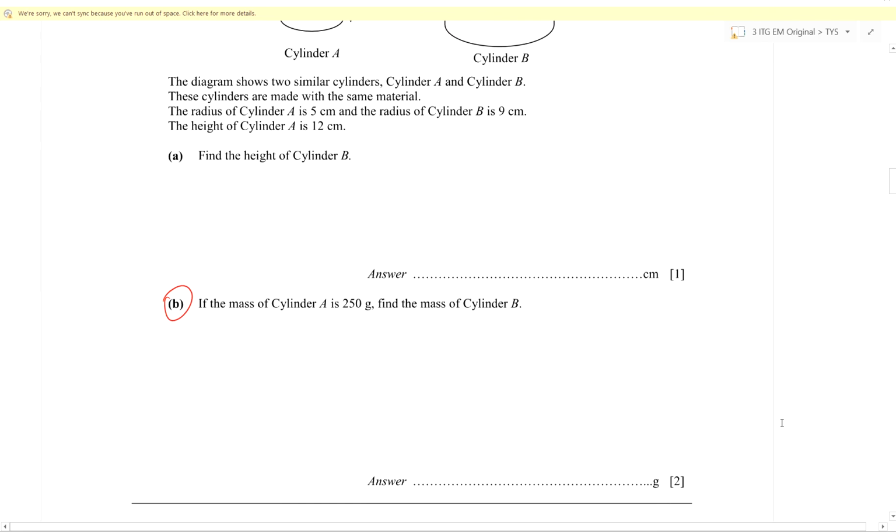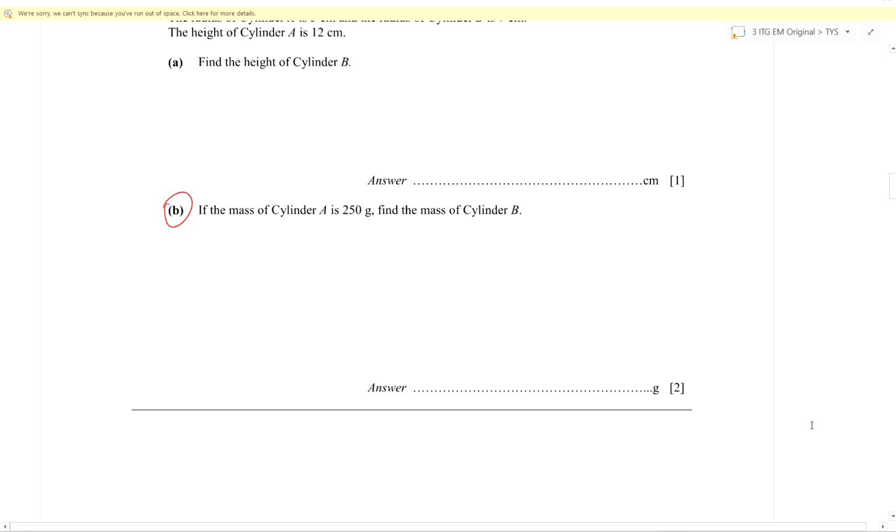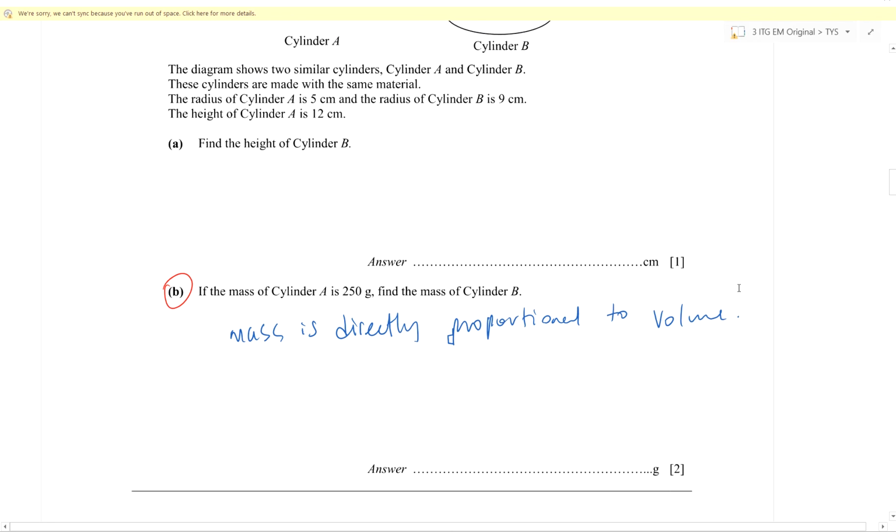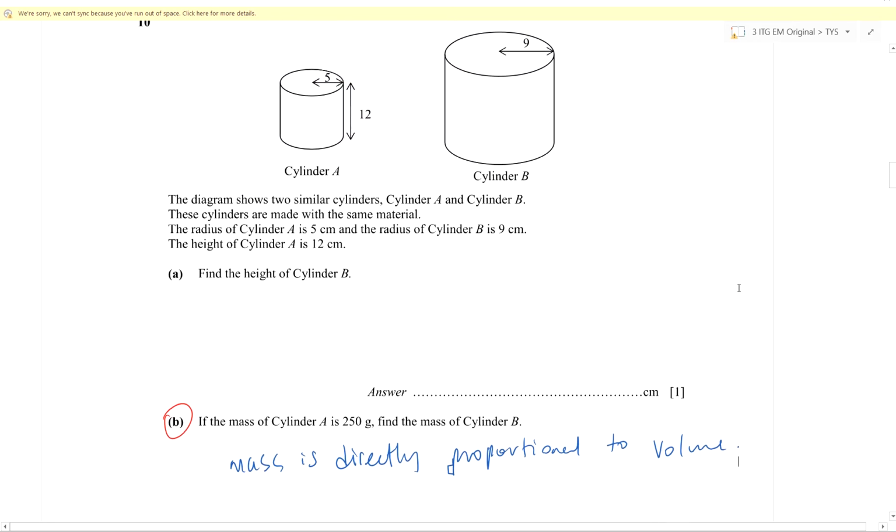Next, question 10. 10A is very well done. 10B was not very well done. The mass of cylinder A is 250 grams. Find the mass of cylinder B. The mass, you have to know that it is directly proportional to volume. The greater the mass, the greater the volume. They are directly proportional. So this is actually asking us to think about the volume of cylinder B.